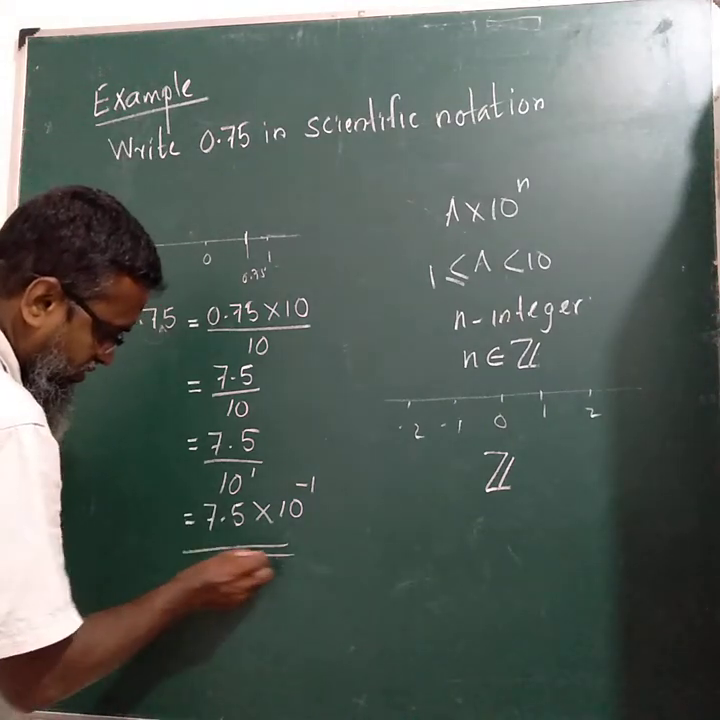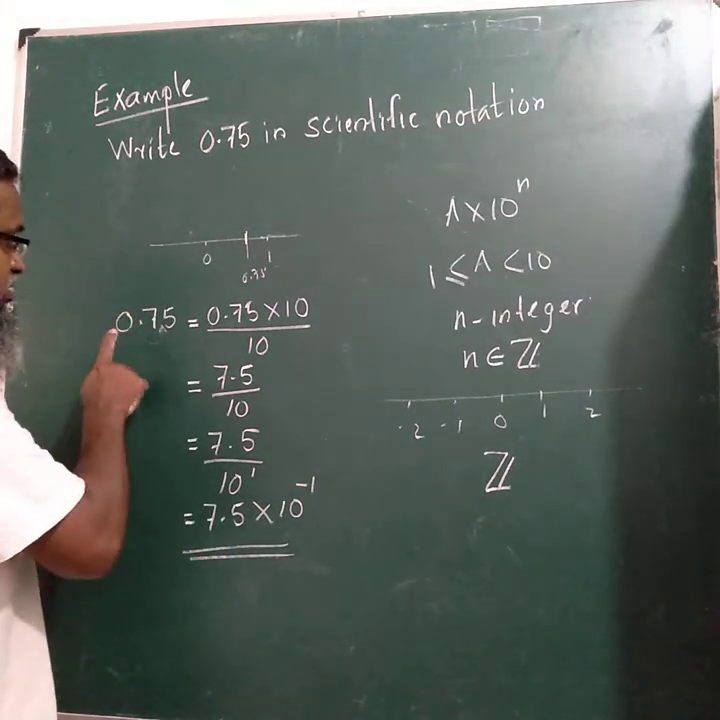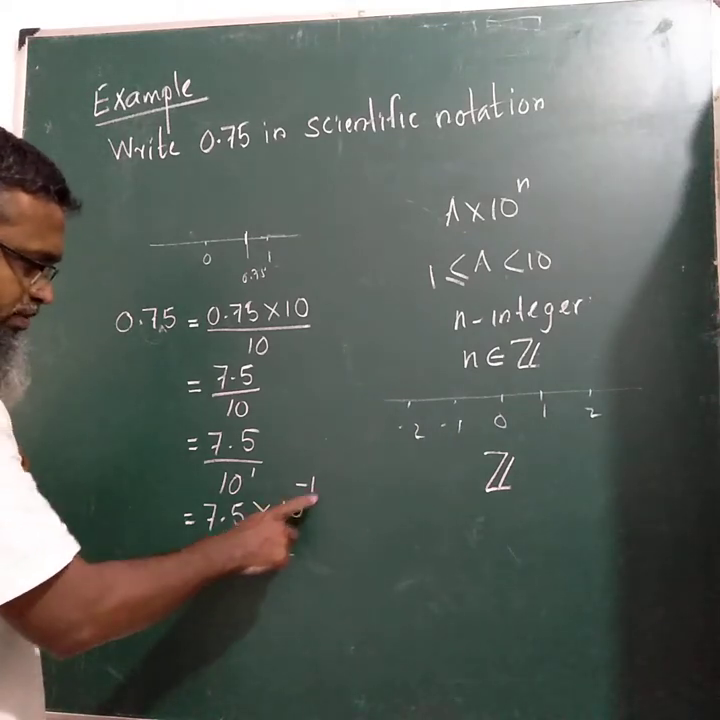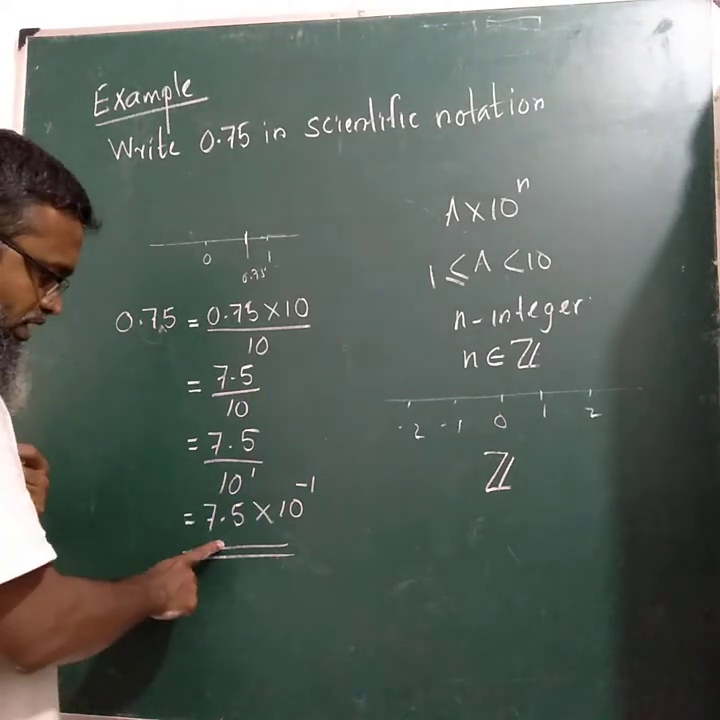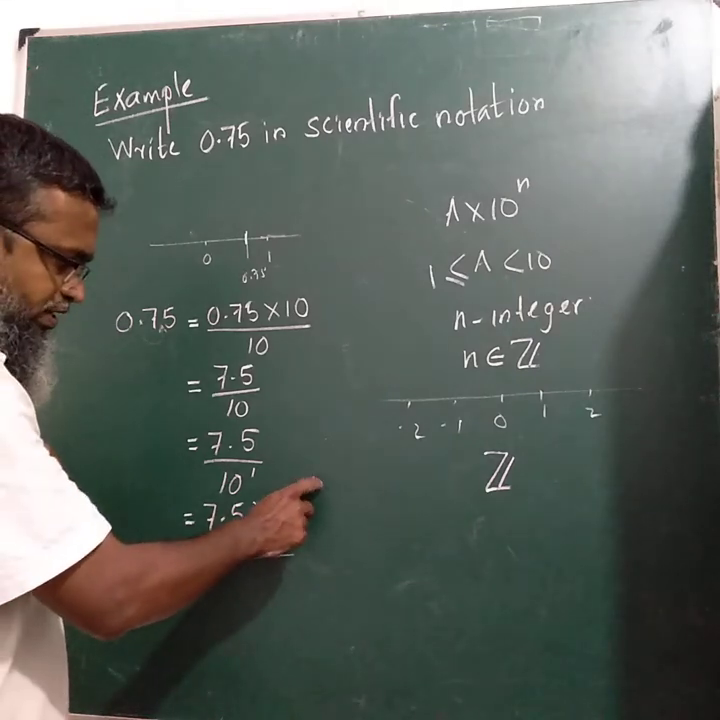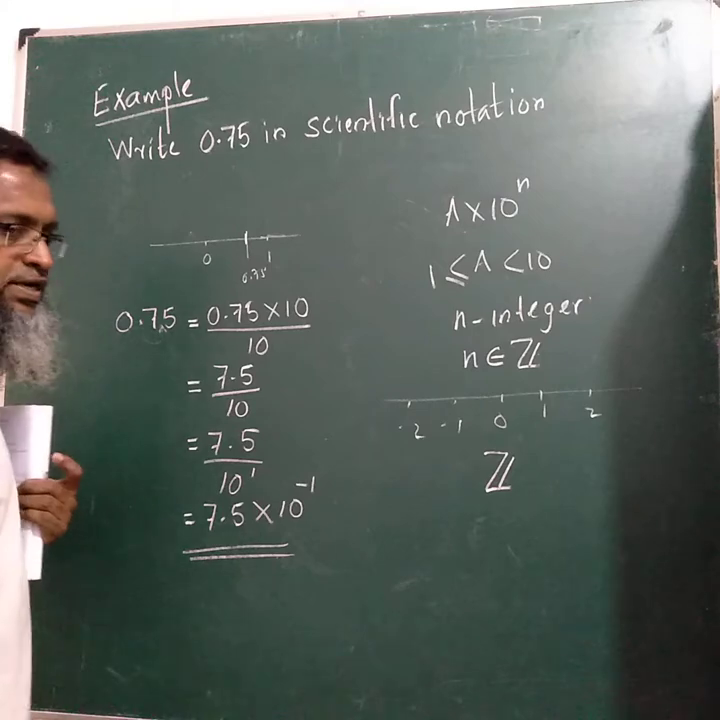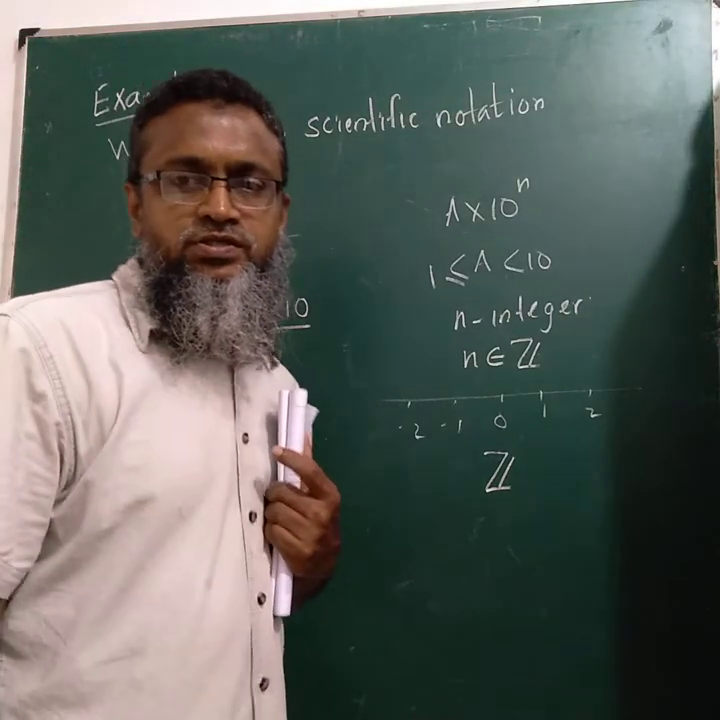So this is the answer for the question. If you write 0.75 in the scientific notation, that is a into 10 to the power n, a is 7.5, n is minus 1: 7.5 into 10 to the power minus 1. So this is how we should write the questions in the scientific notation, right?